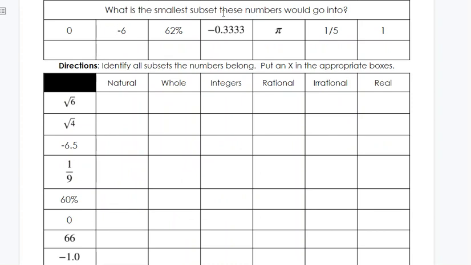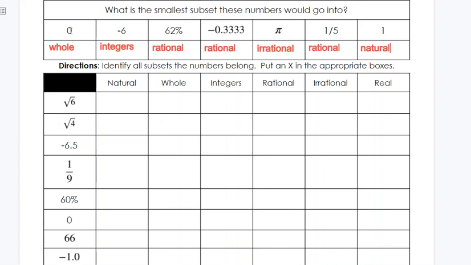All right, let's take a look at this. It says, what is the smallest subset these numbers would go into? So I have some numbers here. See if you can pause the video and figure out what is the smallest subset they would go into. Unpause the video when you are done to see how you did. All right, hopefully you paused the video, and here are the correct answers.